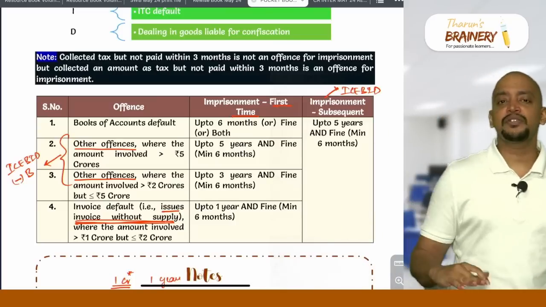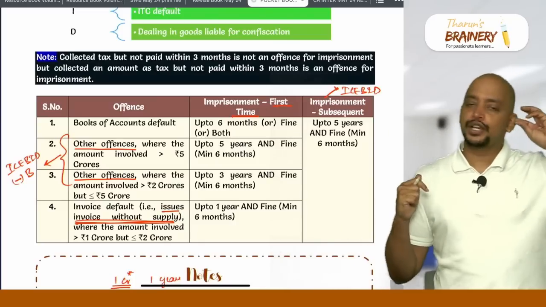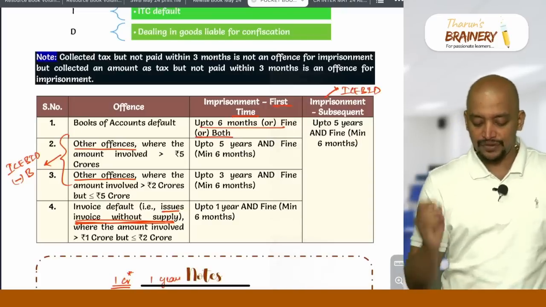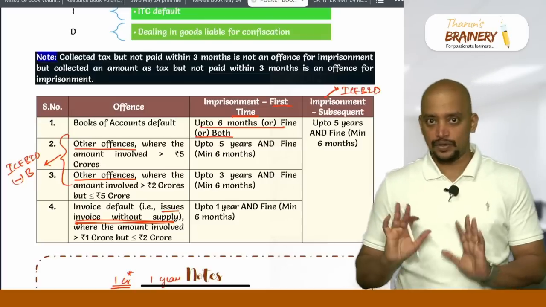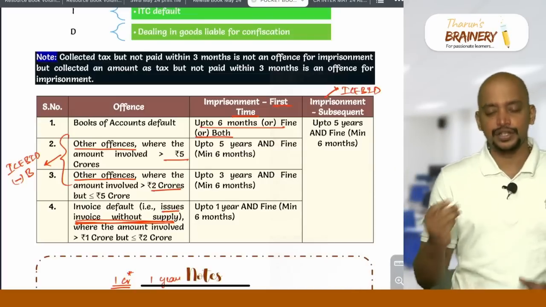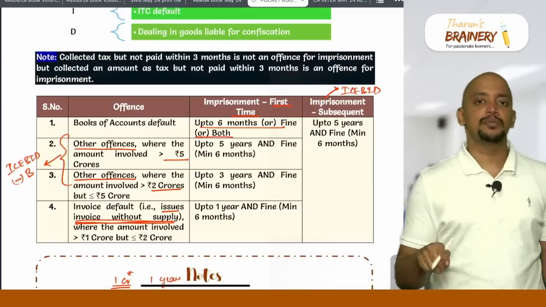Whereas when it is a first time offence, there is a difference in the provision. What you need to remember is, first you need to check books of accounts default. If it is a books of accounts default, up to 6 months or fine or both, that will be taken as the imprisonment. And if it is other offences, only if it is more than 2 crores or more than 5 crores, then imprisonment will be applicable, up to 3 years, up to 5 years plus fine, minimum 6 months.